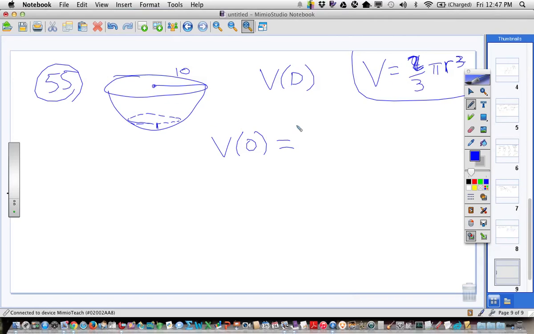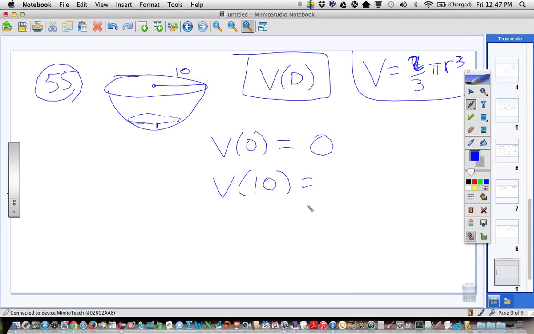So anyway, V of 0 is asking you what? When the depth is 0, D is the input. When the depth is 0, what's the volume? Well, that's easy. We don't have anything to plug into. We don't need anything. We got that. V of 10. When the depth is 10, what's the volume?